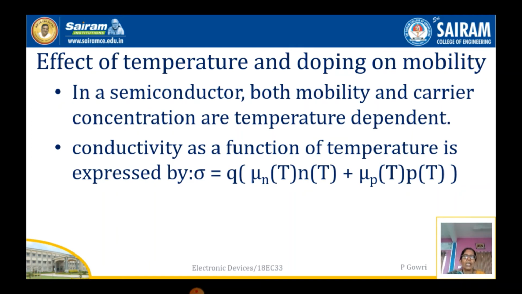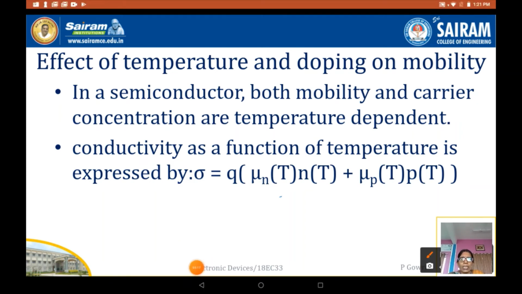In this case, conductivity is given by the formula sigma is equal to q into (mu n into n plus mu p into p). Here the T indicates that sigma is a function of temperature. So mu n of T indicates that the mobility varies with respect to temperature, and n of T indicates that the number of charge carriers also changes with respect to temperature.